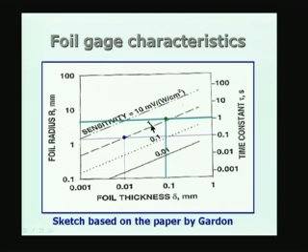And in fact, I have made a plot, actually the plot is taken from the paper by Gardon, whose paper appeared in ASME Journal of Heat Transfer 1962. He has made a plot showing the foil thickness on the x axis, the foil radius on the y axis, it is a log plot. On the right hand side, he has given the time constant corresponding to the R and delta values you choose, and several lines are given here corresponding to different sensitivities.